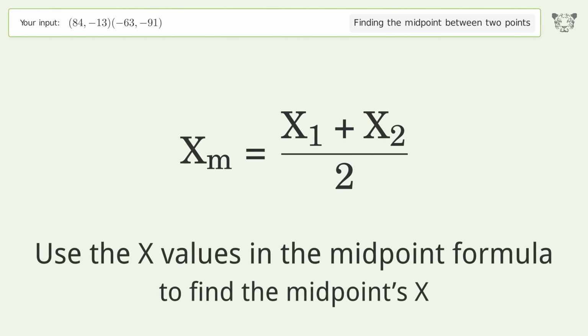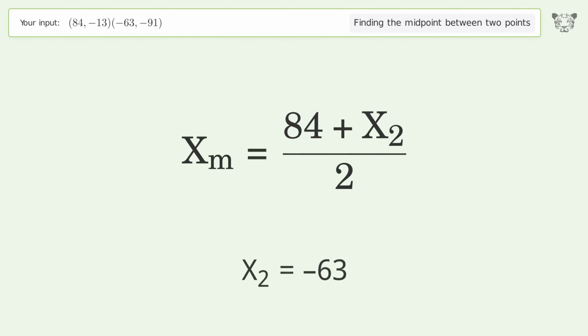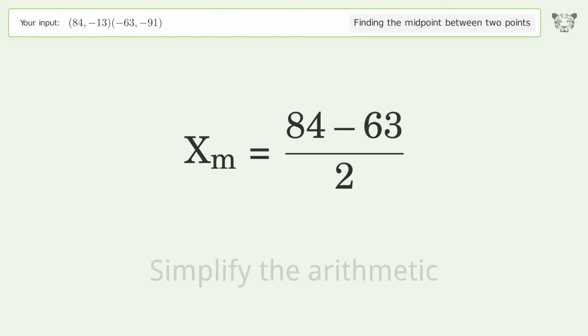Use the x values in the midpoint formula to find the midpoint's x. x1 equals 84. x2 equals -63. Simplify the arithmetic.